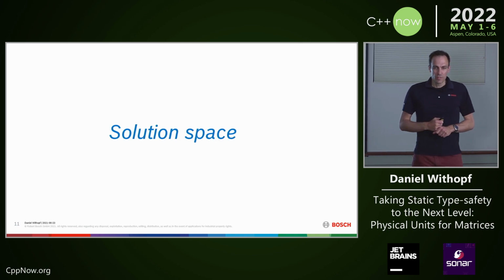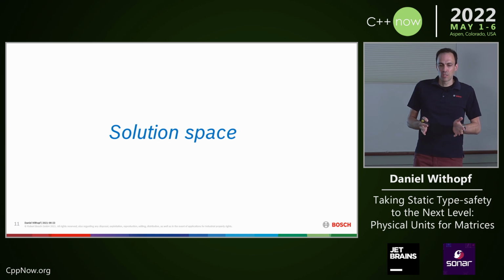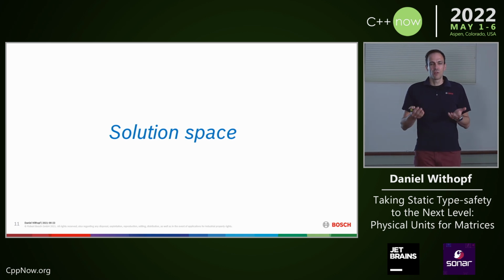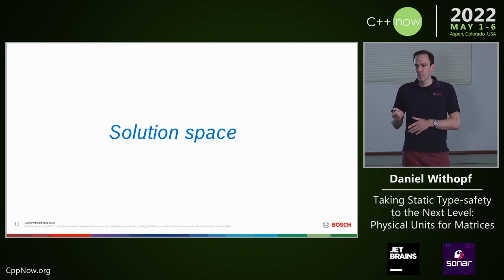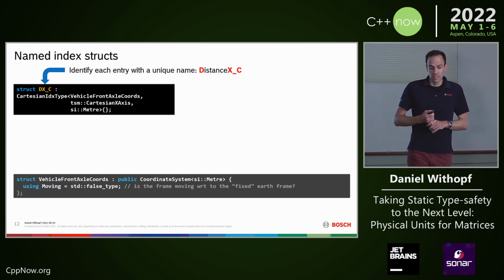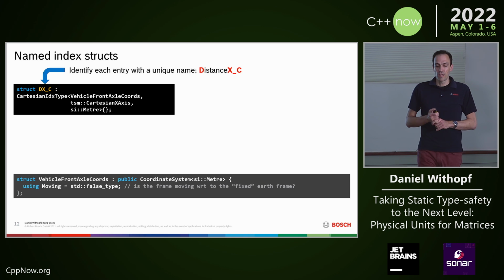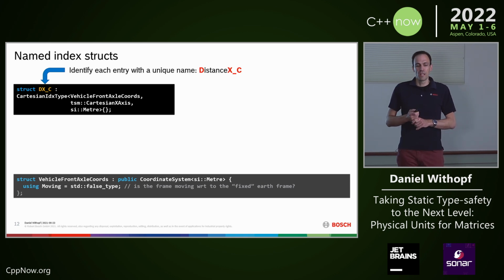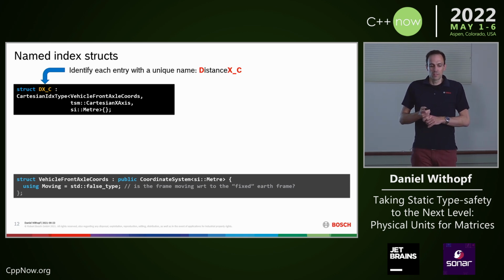Good. So this was the first part of my talk, where we talked about the motivation and saw what a simple solution would look like. And now I want to move on to the solution space, how I solved it in my library. The first ingredient that we're going to need to identify the entries in a vector or matrix are what I call named index structs. These are simply empty structs with a certain name.